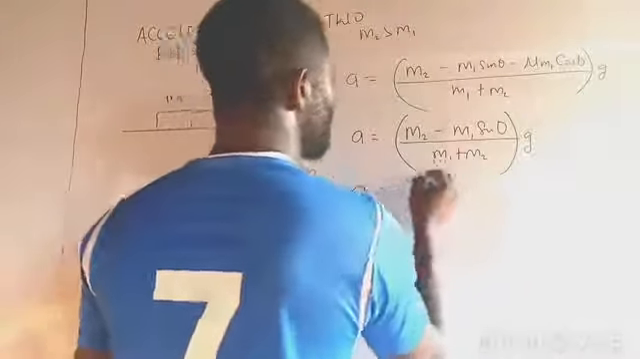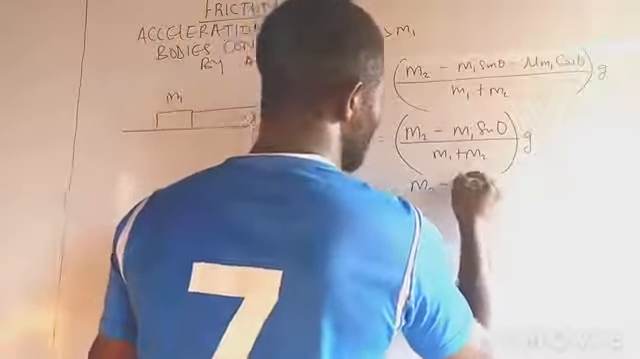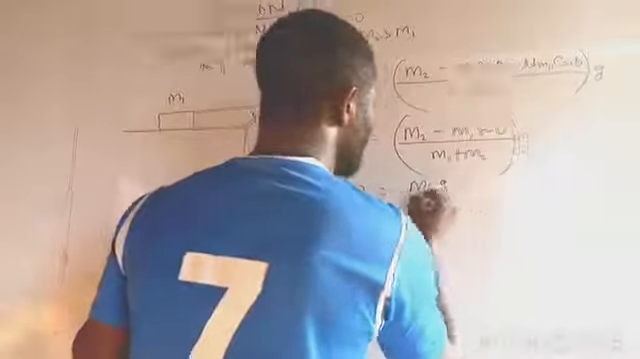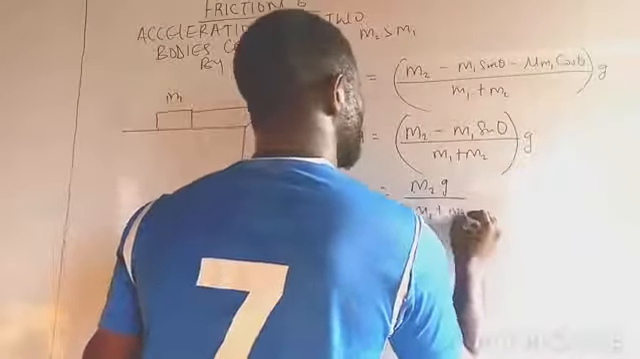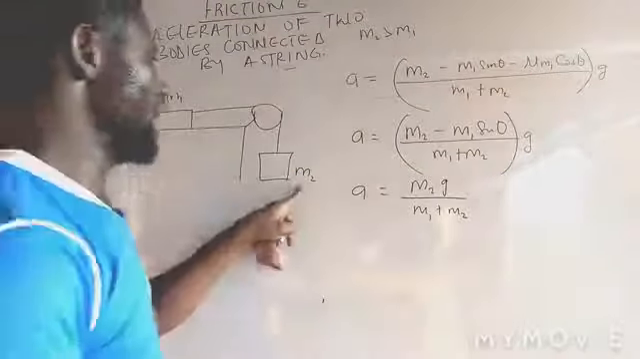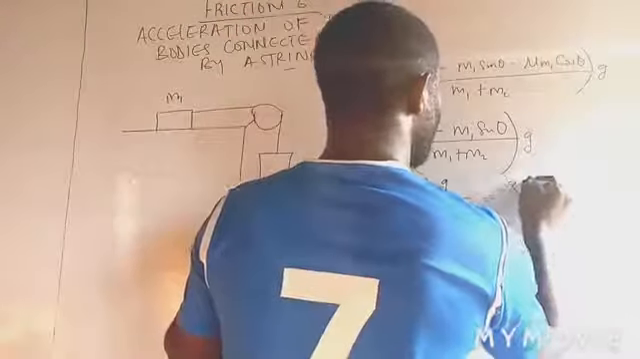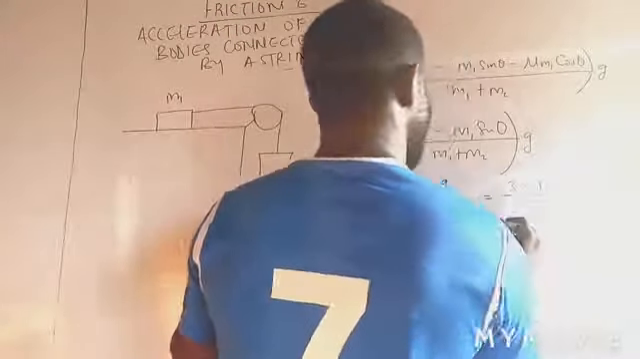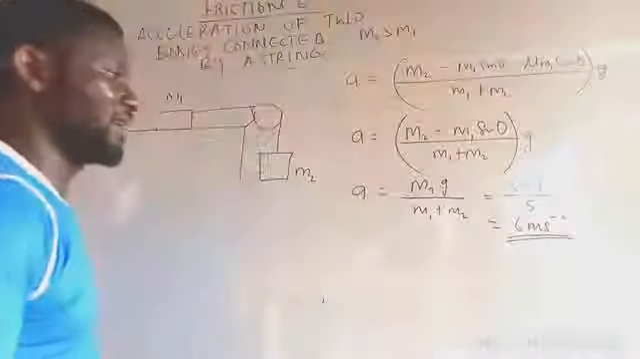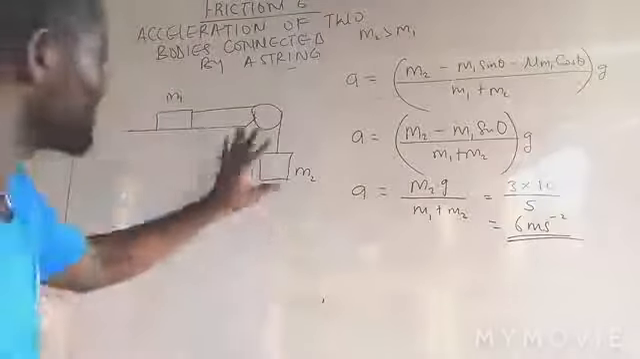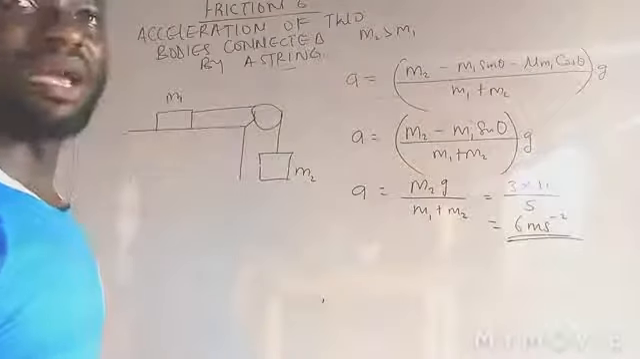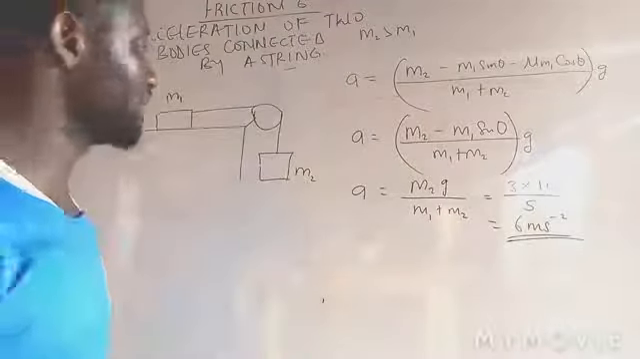So, I have A is equal to M2 minus zero, because sine zero is zero. So I have M2G over M1 plus M2. Let us also impute some value again. If my M2 is 3, so I will have 3 times 10 over 5, and that will give me 6 meter per second square to be my acceleration. It means it is very easy to accelerate the two bodies here than when one body is on an inclined plane.